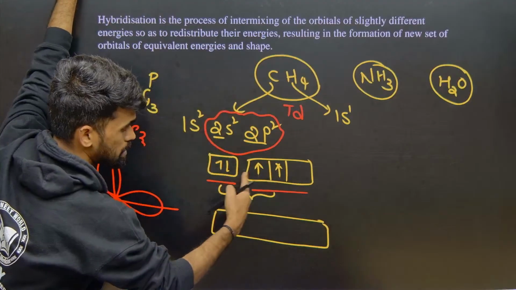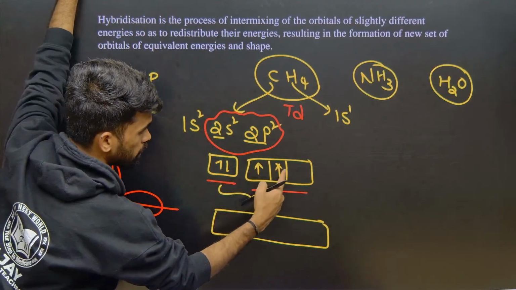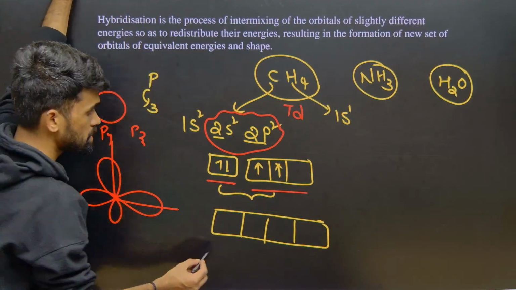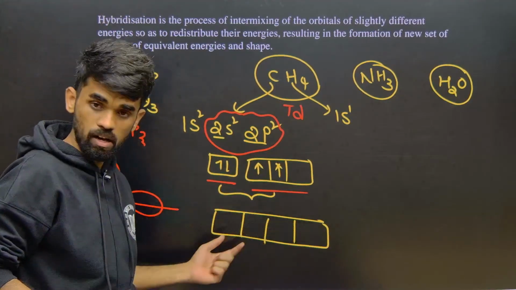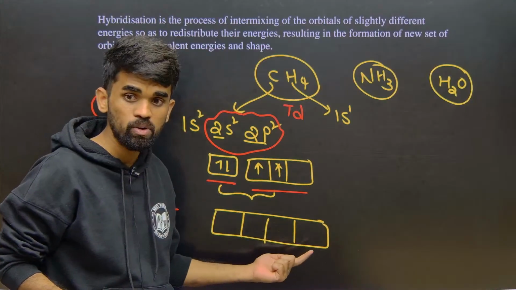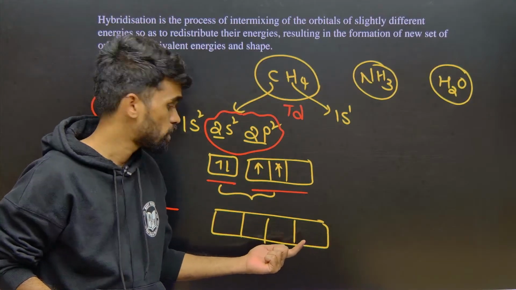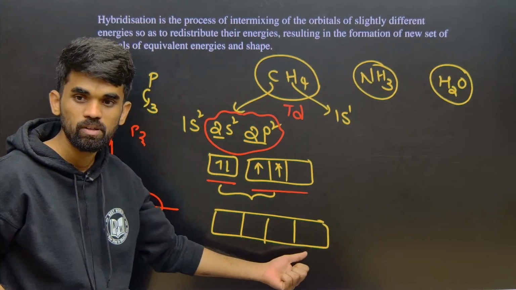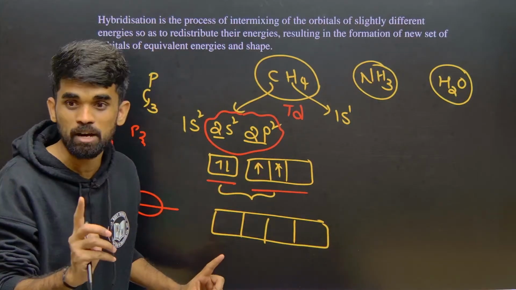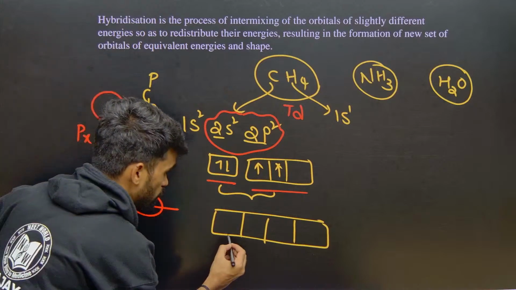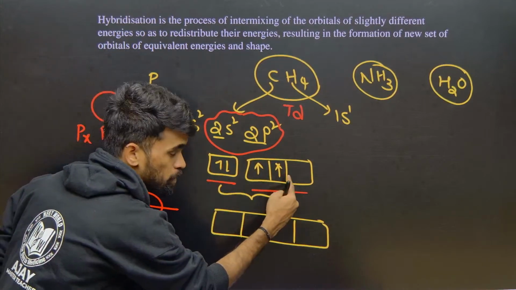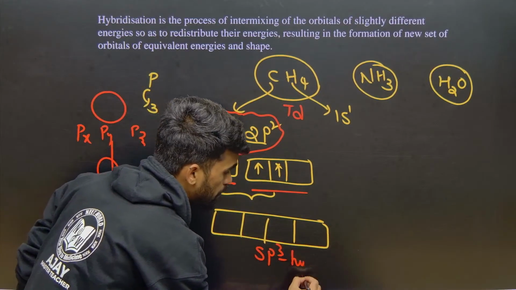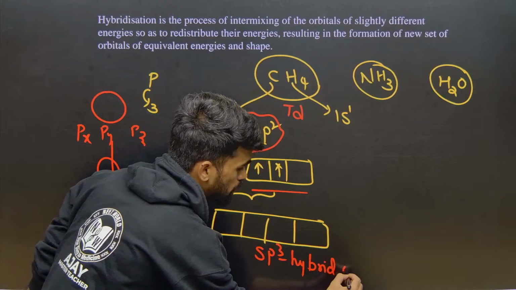In total, how many orbitals are there? 1, 2, 3, 4. So you can write 4 boxes. After this, these are the 4 hybrid orbitals. I am saying they have equal energies, they are equivalent. How many s orbitals do we have here? 1. Now you should not say this is an s orbital. Now you should call it 1s 3p mixed, so you should say them as sp3 hybrid orbitals.